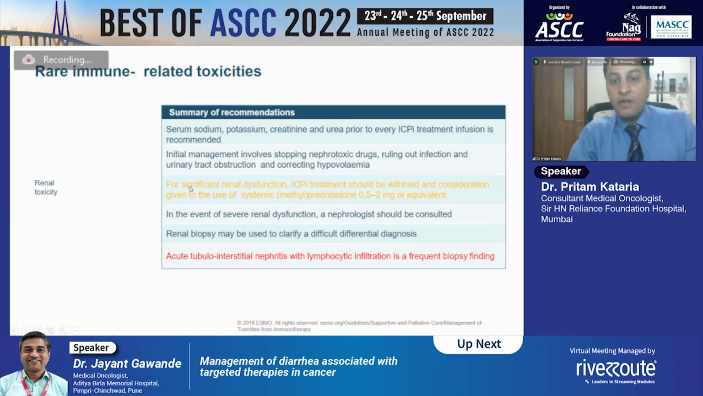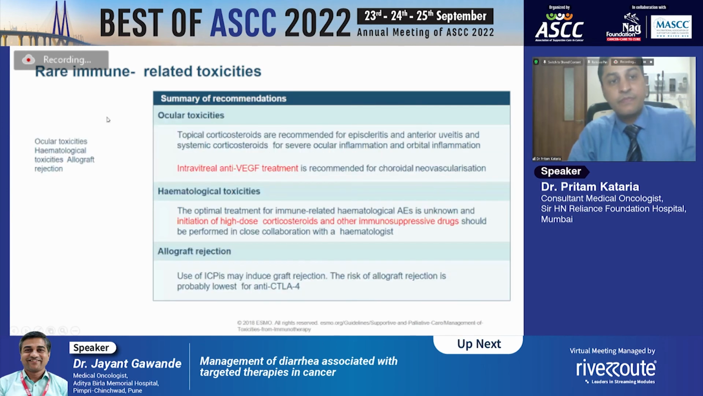For a significant renal dysfunction, we should start the patient on injectable corticosteroids. Renal biopsy may be used to clarify the difficult differential diagnosis. The most common biopsy finding would be acute tubulointerstitial nephritis with lymphocytic infiltration.